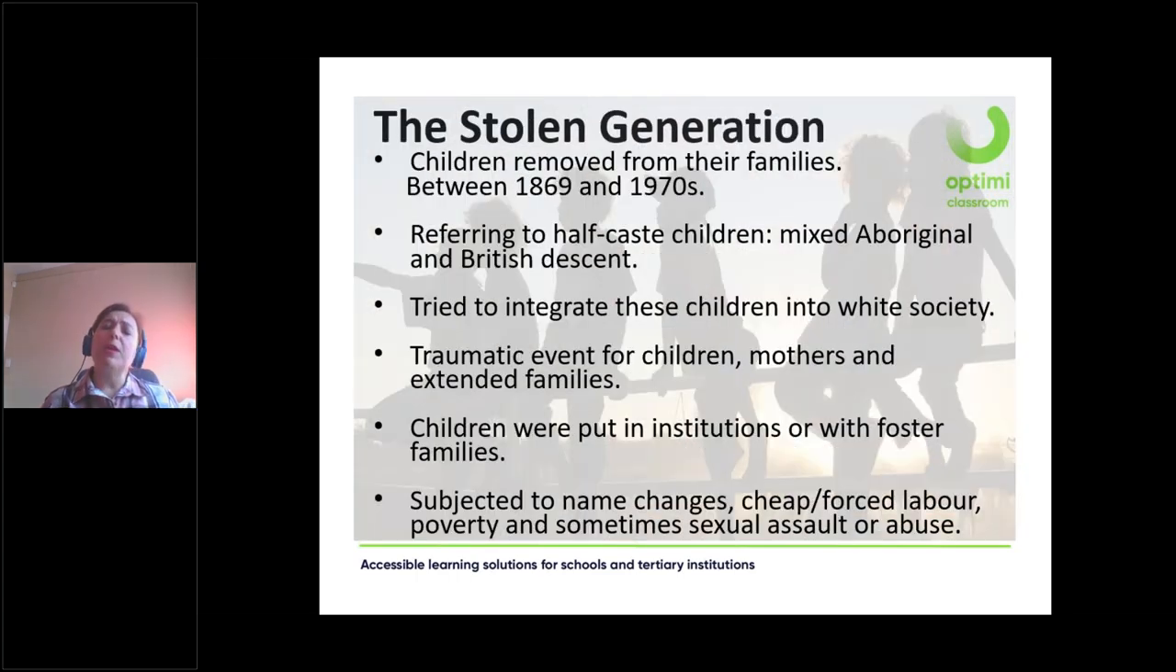Right. Then a very important part, a very sad part of Australian history refers to the stolen generation. Now, the stolen generation were children that were removed from their families between 1869 and even as late as the 1970s, not that long ago. Right. Now, the stolen generation referred to children, we use the word half-caste children, and these were children of mixed origin, mixed Aborigine and mixed British.